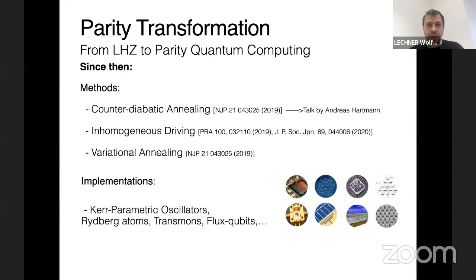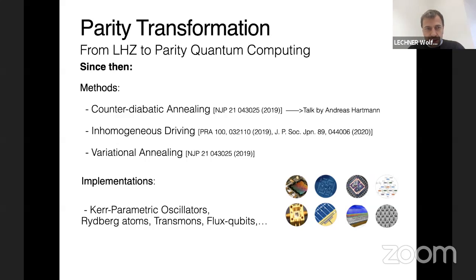Things that have been happening since 2015, which I will not talk about today, have been both on the method and on the implementation side. On the method side, people have looked at so-called counter-diabatic annealing, and we have used this for our LHZ architecture, where we've seen that we can gain enormous advantages because we can make use of single-body counter-diabatic driving. This is a protocol where we use diabatic transitions in order to circumvent the adiabatic theorem.